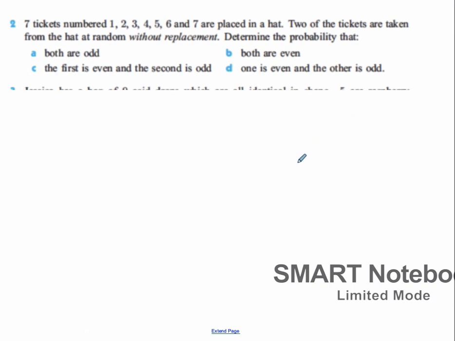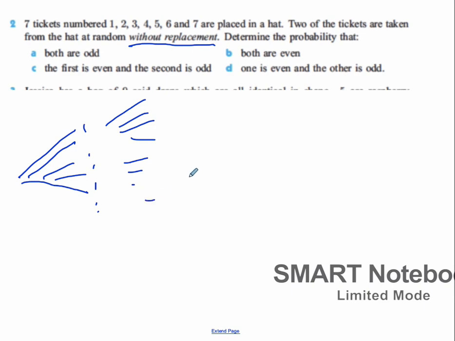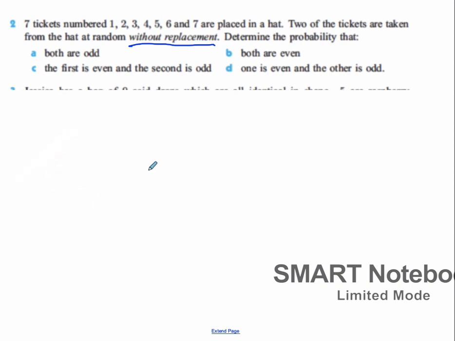Okay, next we have tickets numbered 1 through 7. 2 of the tickets are taken from a hat without replacement. Okay, without replacement, so they're not replaced, and that's going to change the probability. Now, if I were to draw a tree diagram here, I would have to draw 7 branches, and then 7 branches off of every other branch. So that's going to take forever. This tree diagram is not very appropriate here. But we have to remember that the probability does change because there's no replacement. So let's just work it out without the tree diagram.